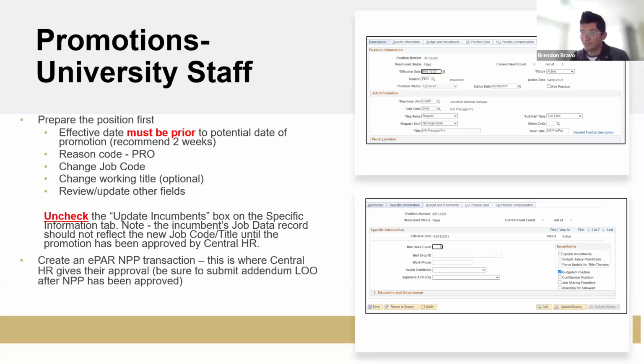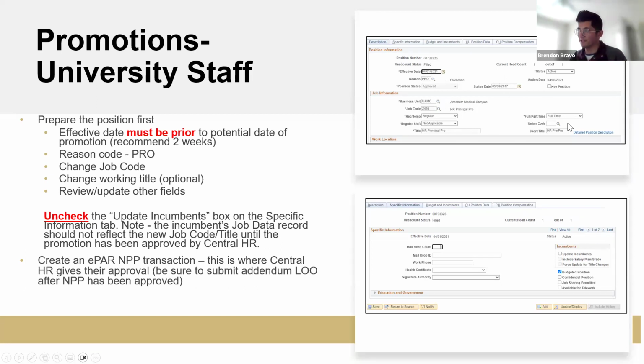So the first one is promotions for university staff. If you look over to the right, this is where the effective date is. We recommend it be prior to the potential date of promotion, so you usually recommend 2 weeks. The reason code for that is going to be PRO for promotion. You want to change your job code, and then change your working title, and then review any other fields that may need to be changed.